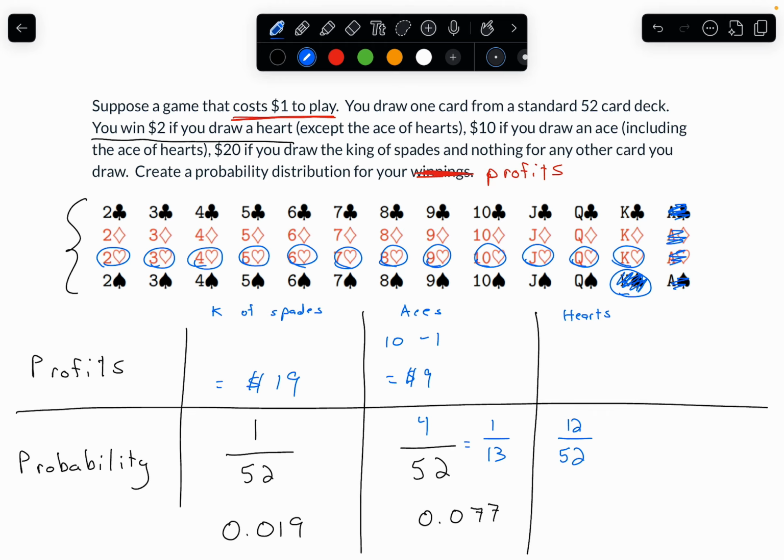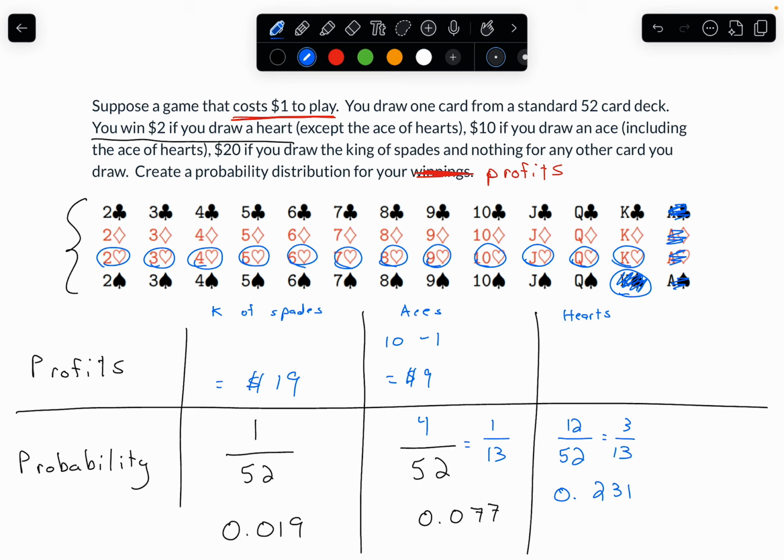If you wanted to reduce that fraction, we certainly could. They're both divisible by 4 once again. That is the same as 3 over 13. Or if I wanted to give the decimal, 0.231, rounded to 3 decimal places.